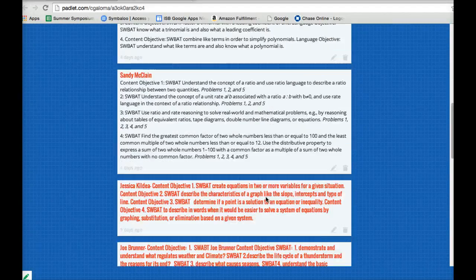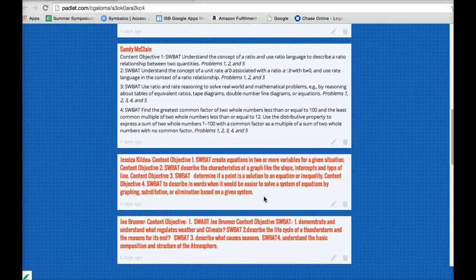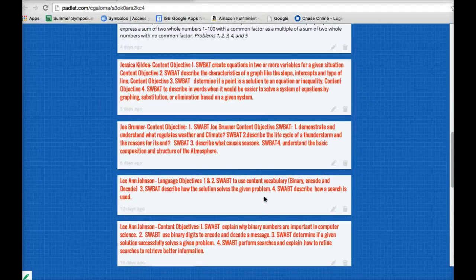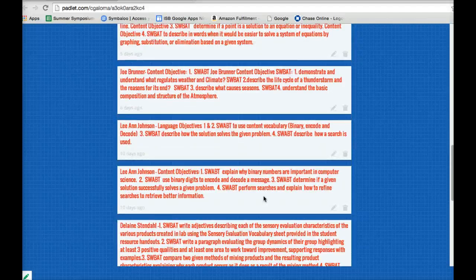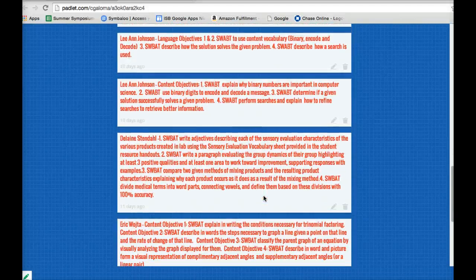And then Jessica and Joe, Leanne, and Delaney and Eric, you have your content objectives, which are great, but we want to make sure that the content objective and the language objective are stated in two different objectives. So that would be something to shoot for in the next assignment.